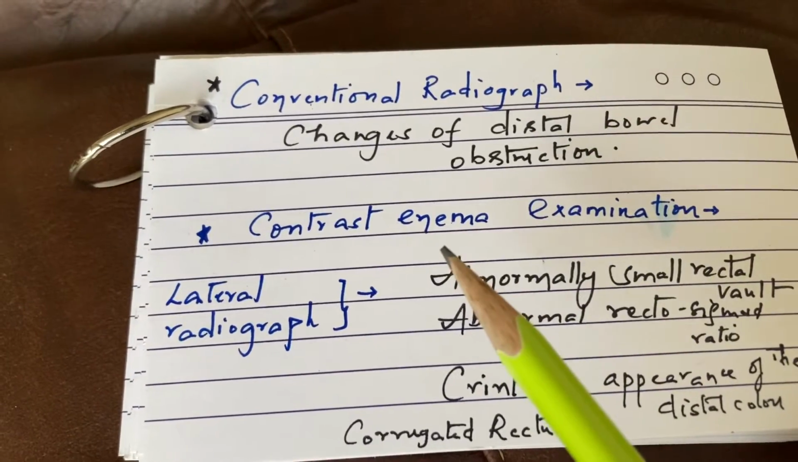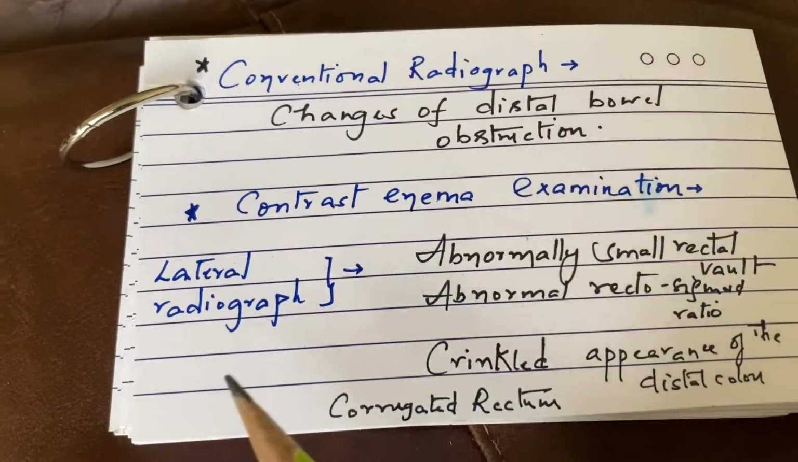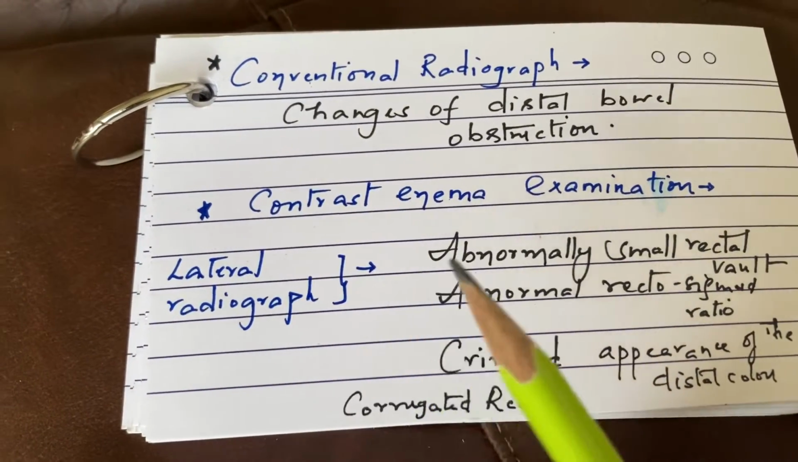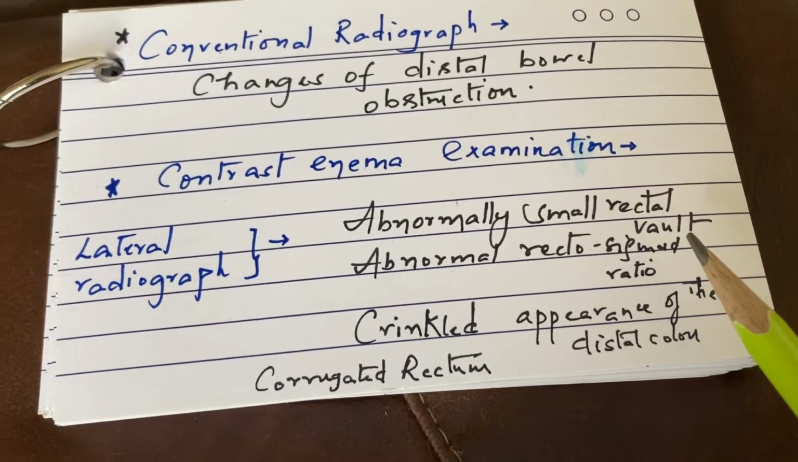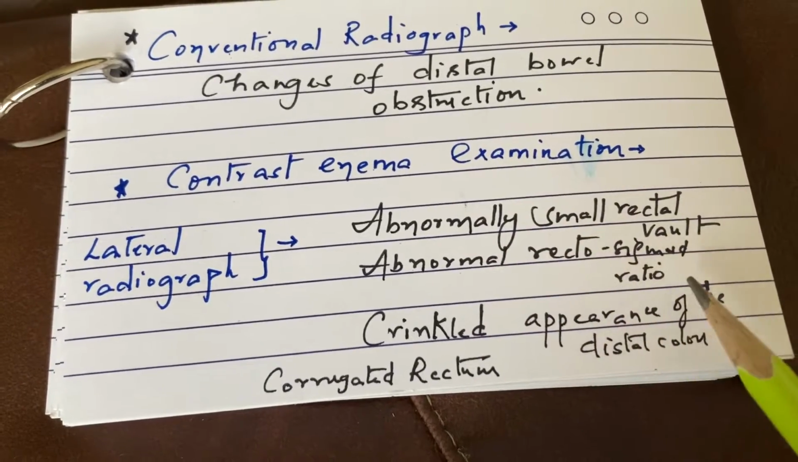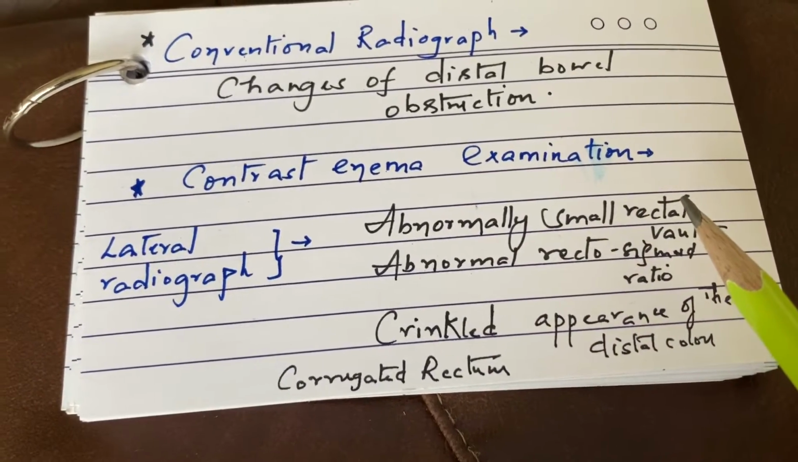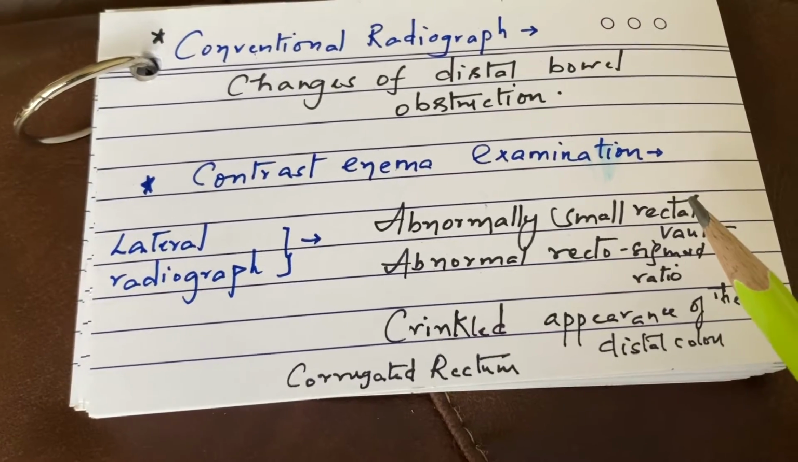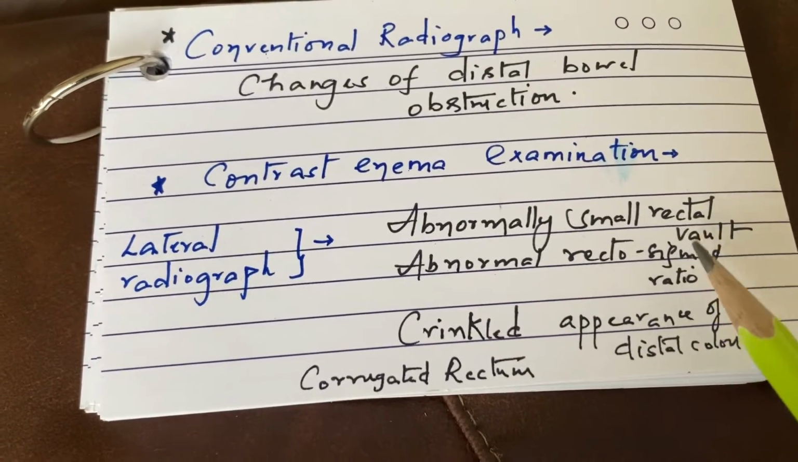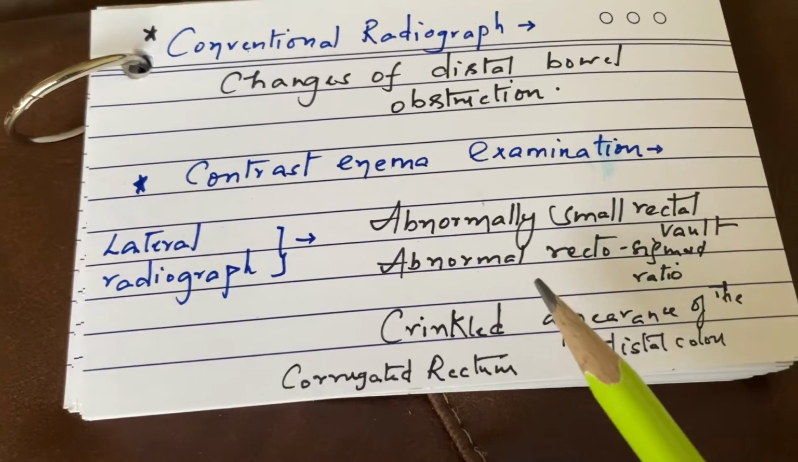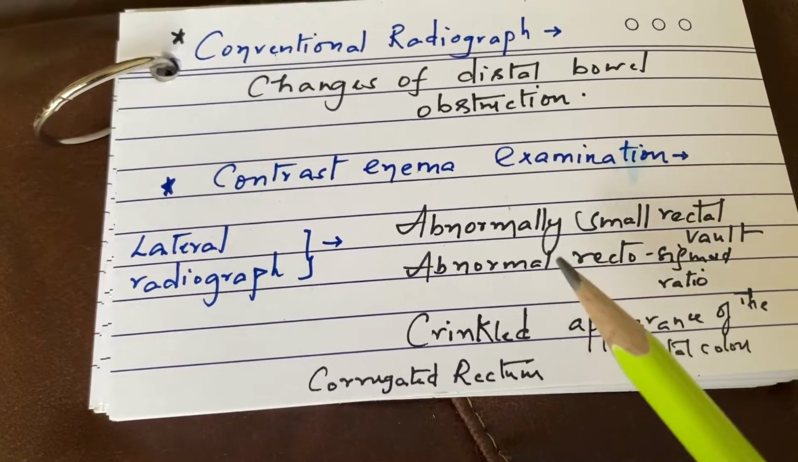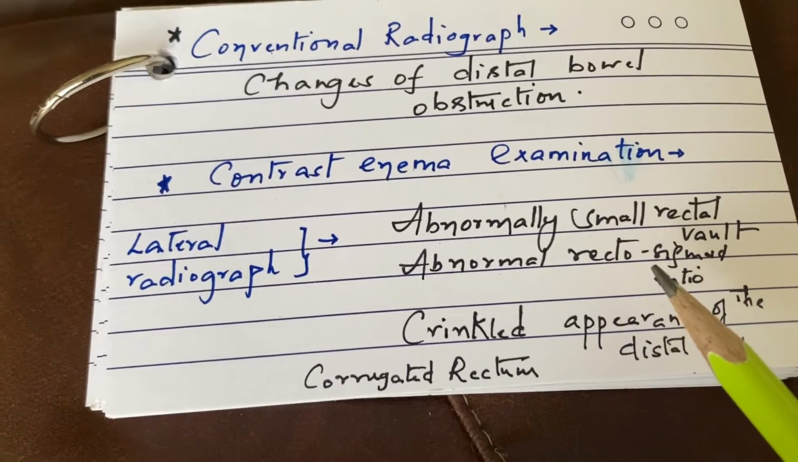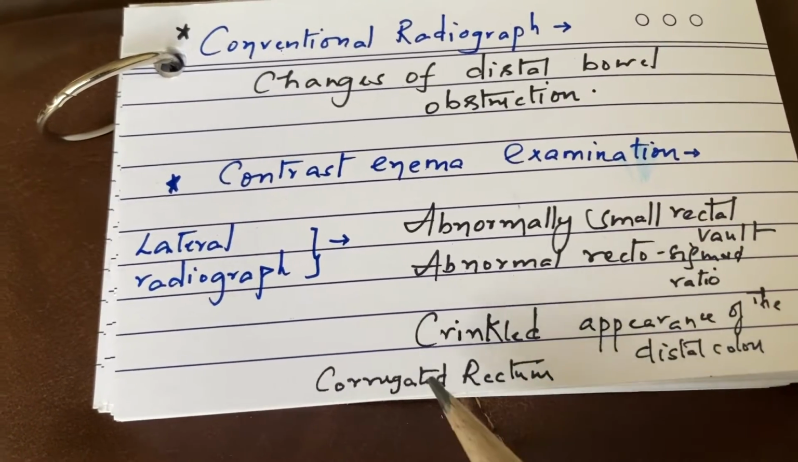Then we go into the contrast enema examination. Normally lateral radiographs are taken. What are the findings on the lateral radiogram? An abnormally small rectal vault and an abnormal rectosigmoid ratio. Ordinarily the rectum has no ganglion cells, so it will be narrowed. In these patients the rectum will be narrow, so the rectosigmoid ratio will be less than 1.